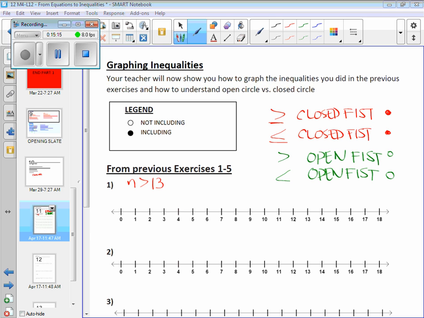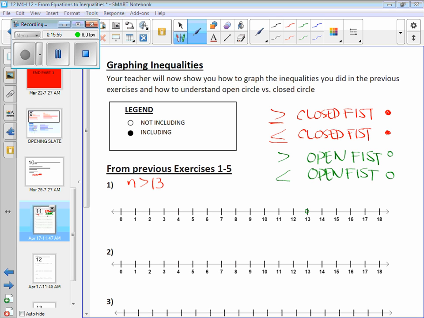So I find 13 on my number line, and I'm going to make a little circle right on the line. Not above it, not below it. See what I did there? Whatever's on the other side of the inequality is the starting point where you're going to put an open circle or closed circle. Now I have to determine which direction my arrow is going to go.